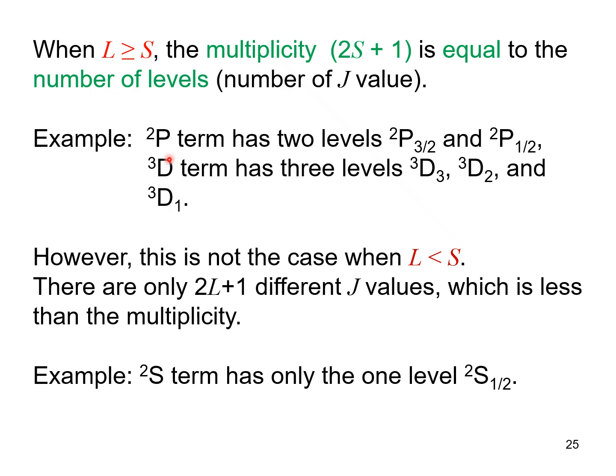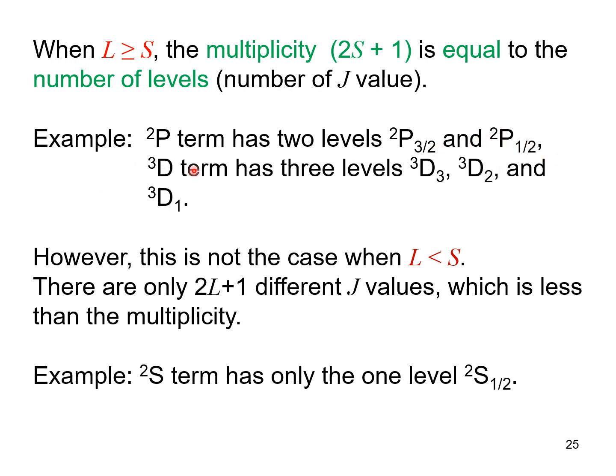We can determine the number of levels through the term symbols. When L is greater than S, the multiplicity is equal to the number of levels. For example, doublet P, the value of L is 1, whereas the value of S is 1 over 2. So in this example, L is greater than S. Therefore, the multiplicity, which is 2, represents the number of levels. So the doublet P term has two levels, which are doublet P 3/2 and doublet P 1/2.